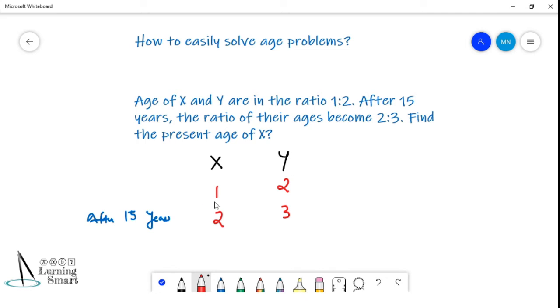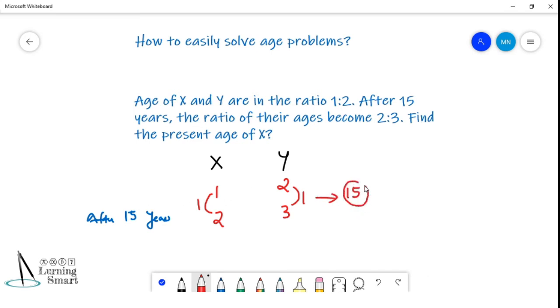So similarly, what you should do is find the difference. The difference between 2 and 1 is 1. Between 2 and 3, the difference is 1. So the difference is the same, so we can proceed, no need to multiply. So 1 corresponds to 15 years.